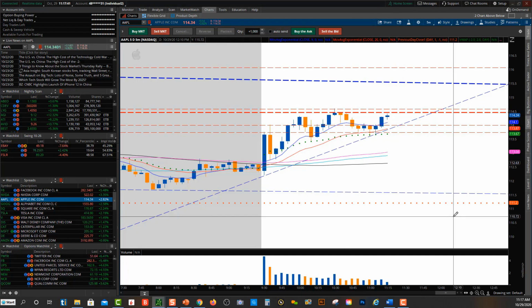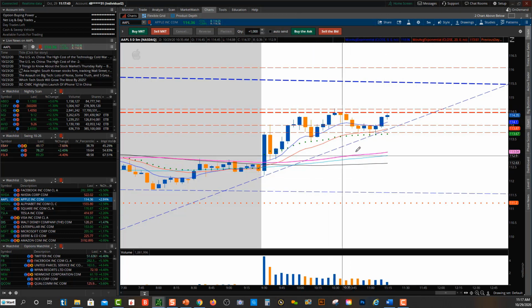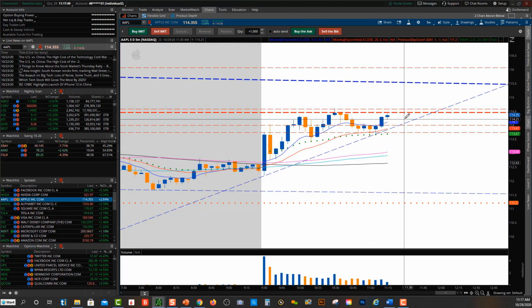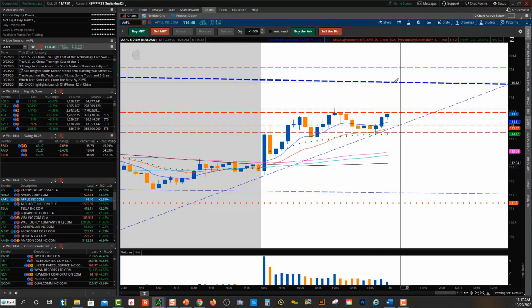But again, whole and half dollar amounts are very important levels. So watch and see if this one turns into a head and shoulders. We'll see if it consolidates and forms an ascending triangle. Again, that falling wedge pattern up over here. So we'll watch it.